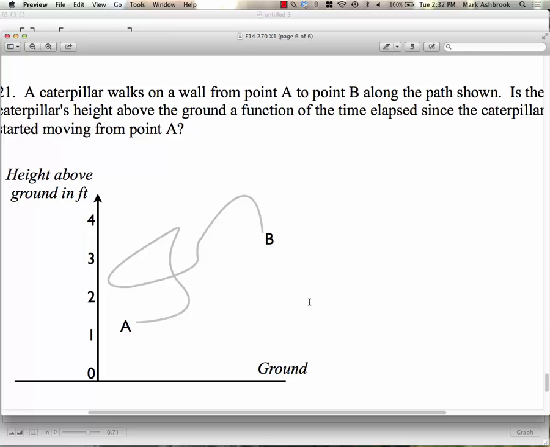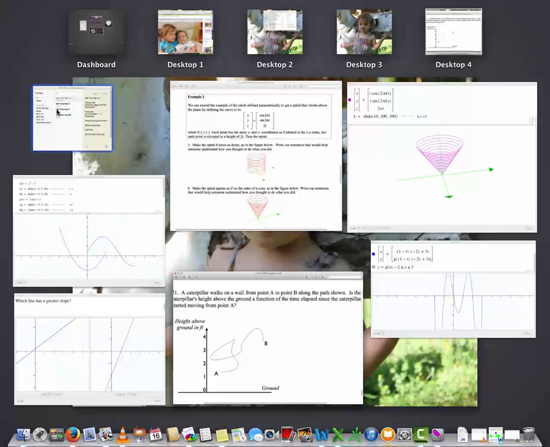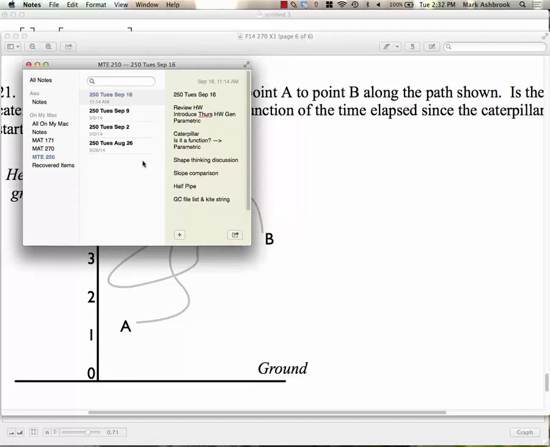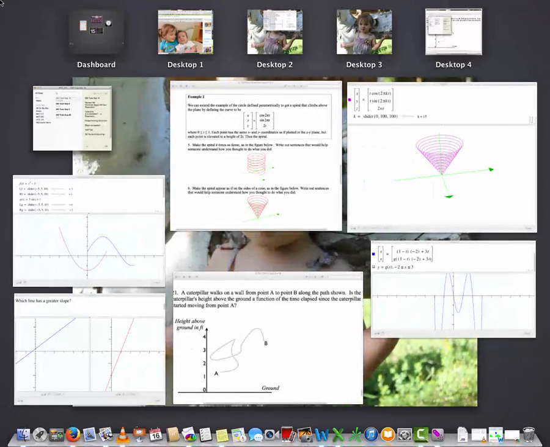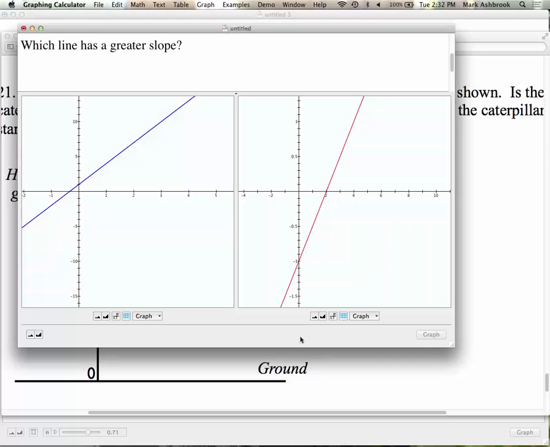There's all kinds of ways that this shows up. Okay, so here's another example. Which has a greater slope? Which line has a greater slope? The one on the right, right? No. Okay. How do you know which has a greater slope?